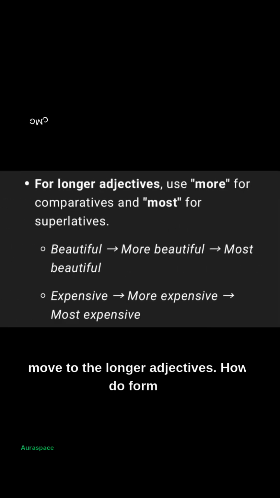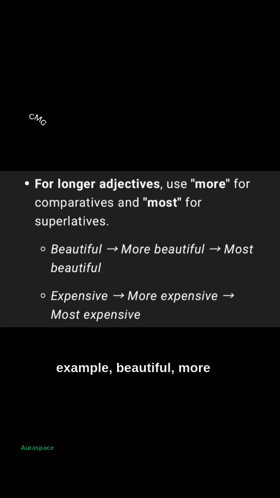Let's move to the longer adjectives. How do you form this? We use the word more for comparatives and then most for superlatives. Example, beautiful, more beautiful, most beautiful. Expensive, more expensive, most expensive.